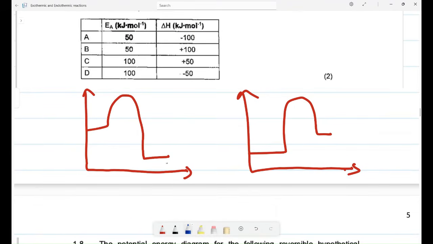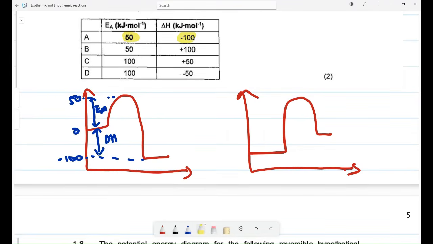Let's see. If EA was to be 50 here, it means here will be 50 and here it is 0. This is our EA. Then if this is 0 and this is somewhere here, change in H can be, let's say here it is negative 100. So I want you to see something. EA can be 50, okay? And now change in H can be negative 100, okay?